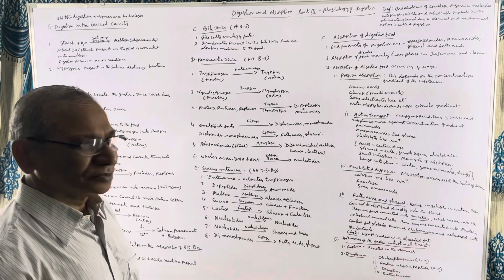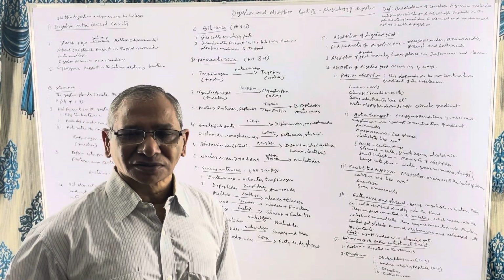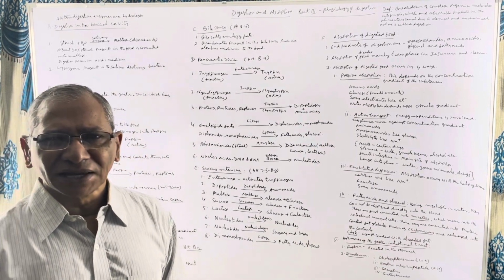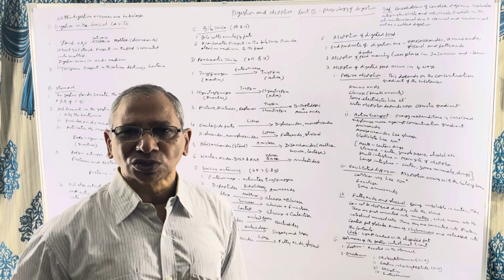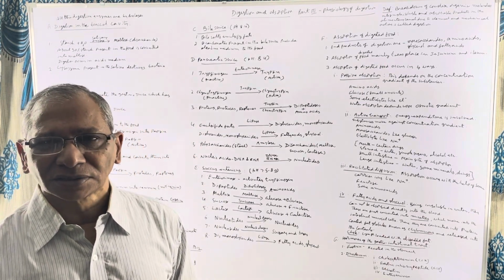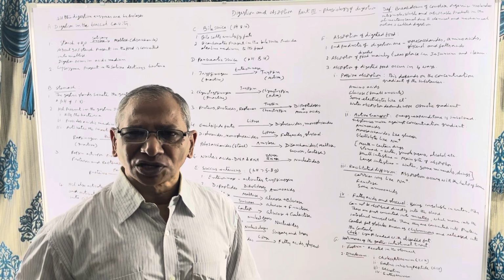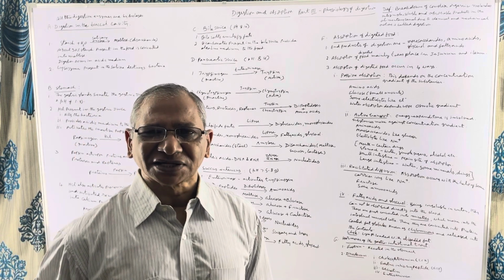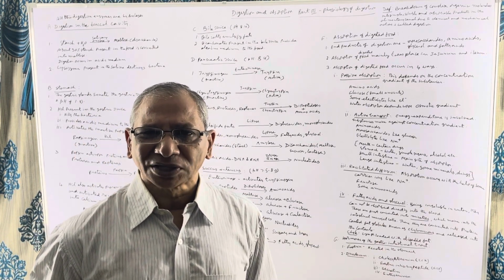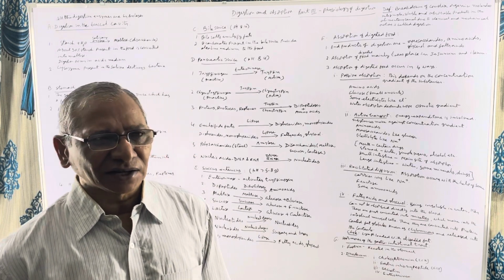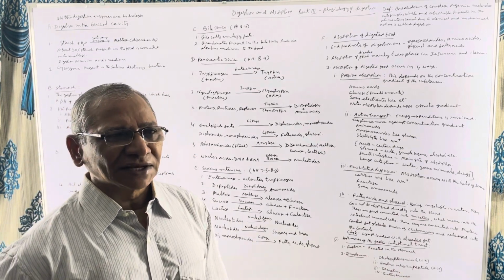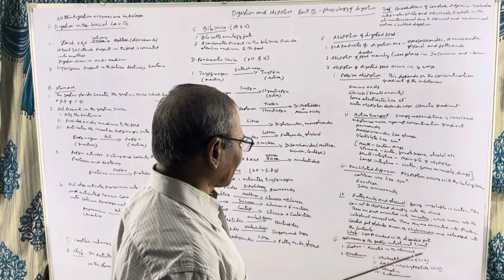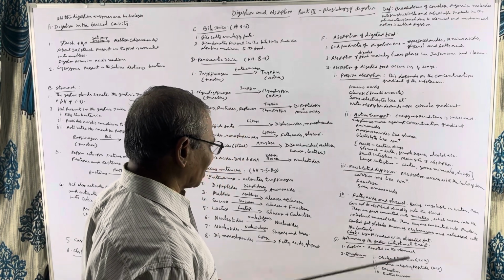Then the fourth type: fatty acids and glycerol. These are the end products of lipid digestion. Being larger in size, these molecules cannot diffuse into the blood. Not only that, they are insoluble in water. Because they are insoluble in water, the fatty acids and glycerol cannot be absorbed directly into the blood. So their absorption is in an indirect way.